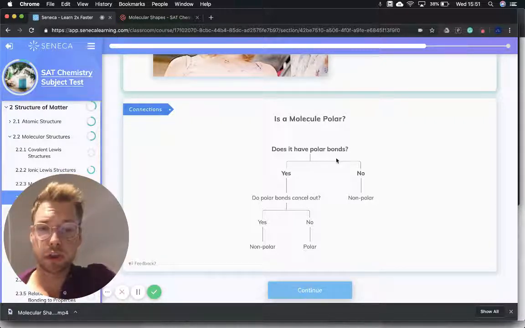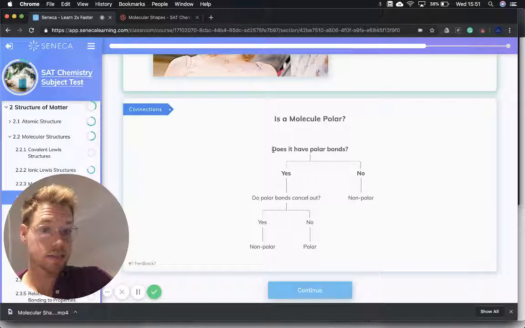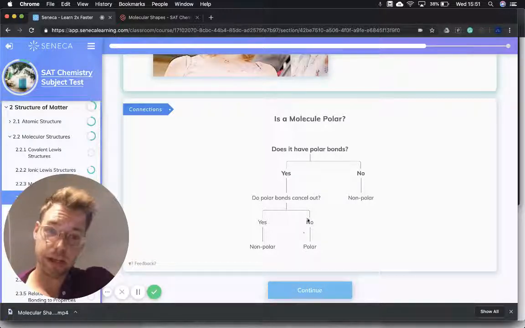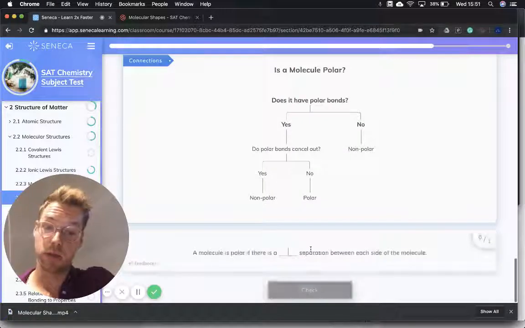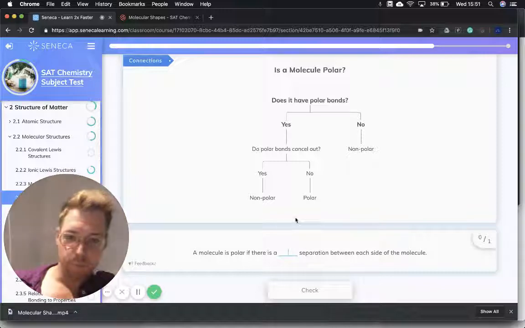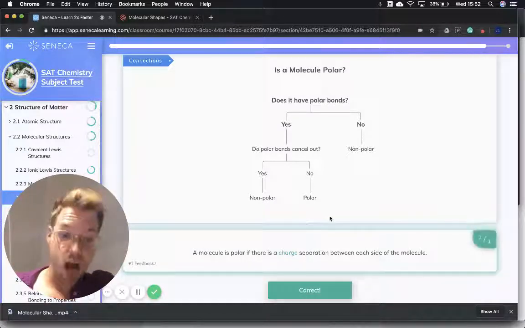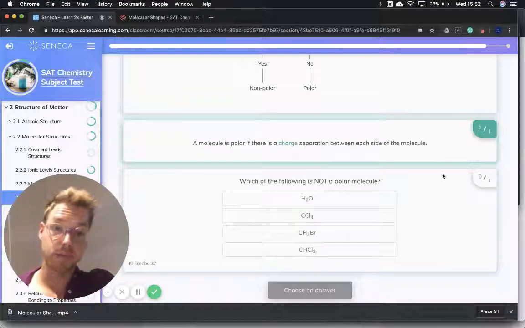So is a molecule polar? How do we do this? Let's make a little schematic. First things first, does it have polar bonds? If it does, it could be polar. Do the polar bonds cancel out? If they don't cancel out, boom, you got yourself a polar molecule. You're welcome. A molecule is polar if there is a charge separation between each side of the molecule.